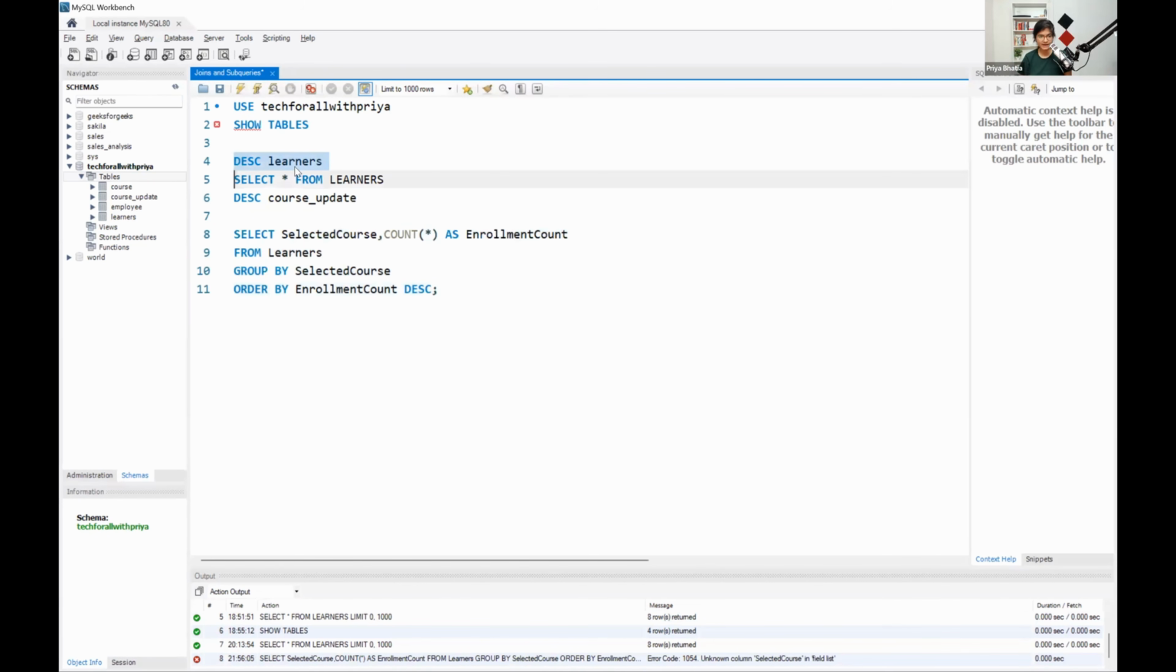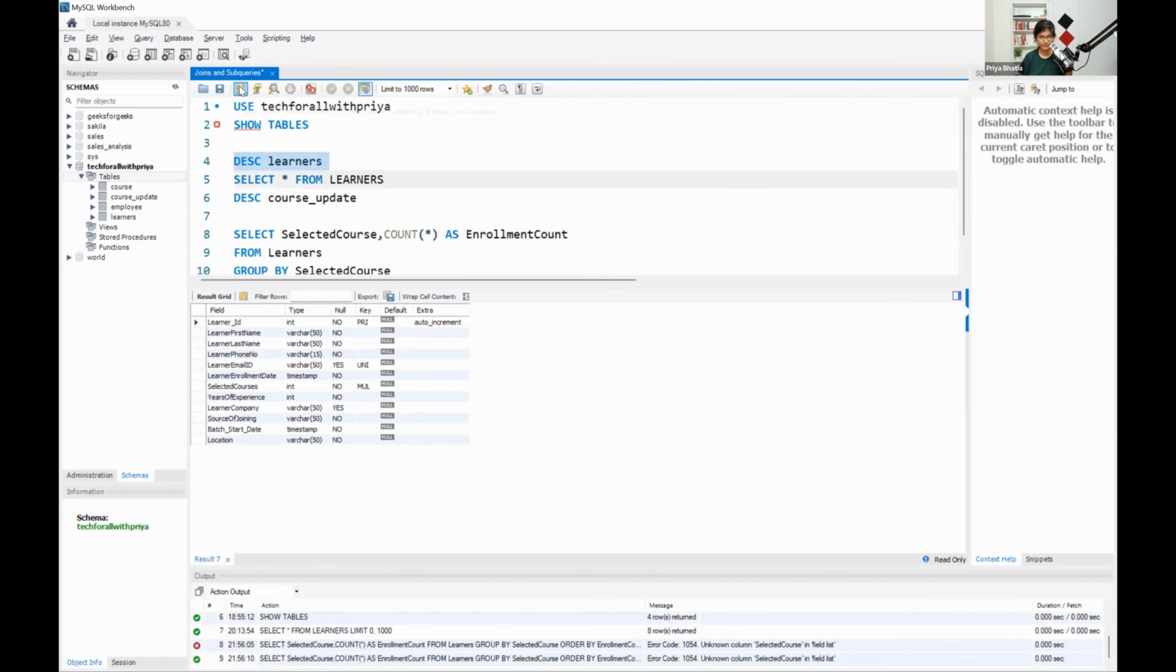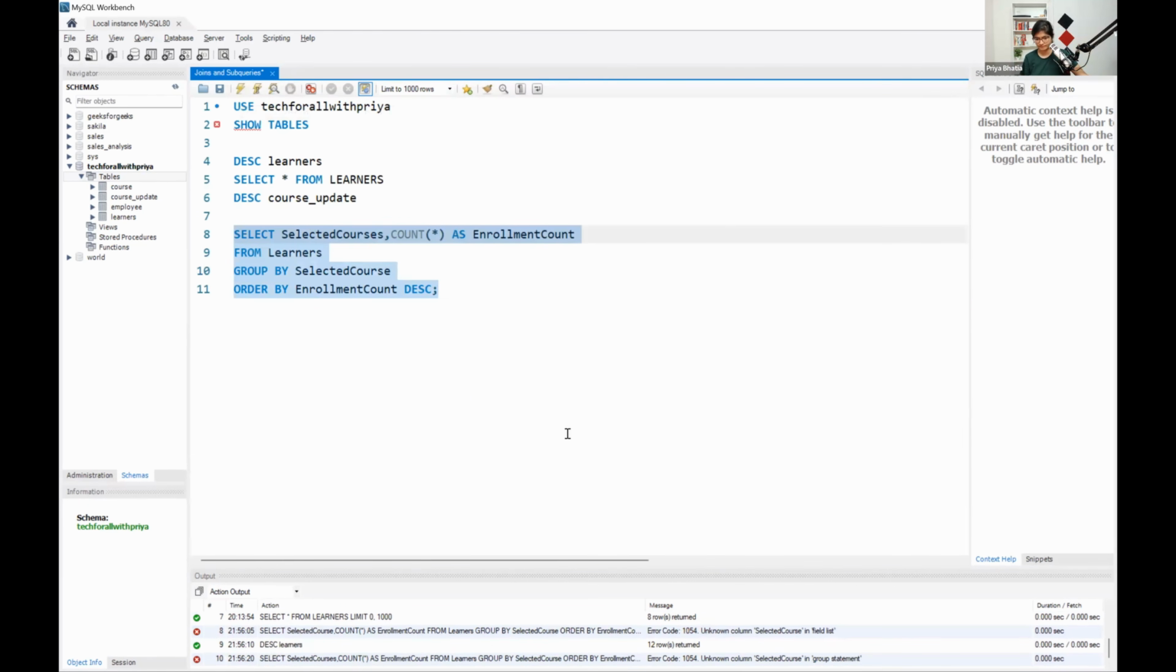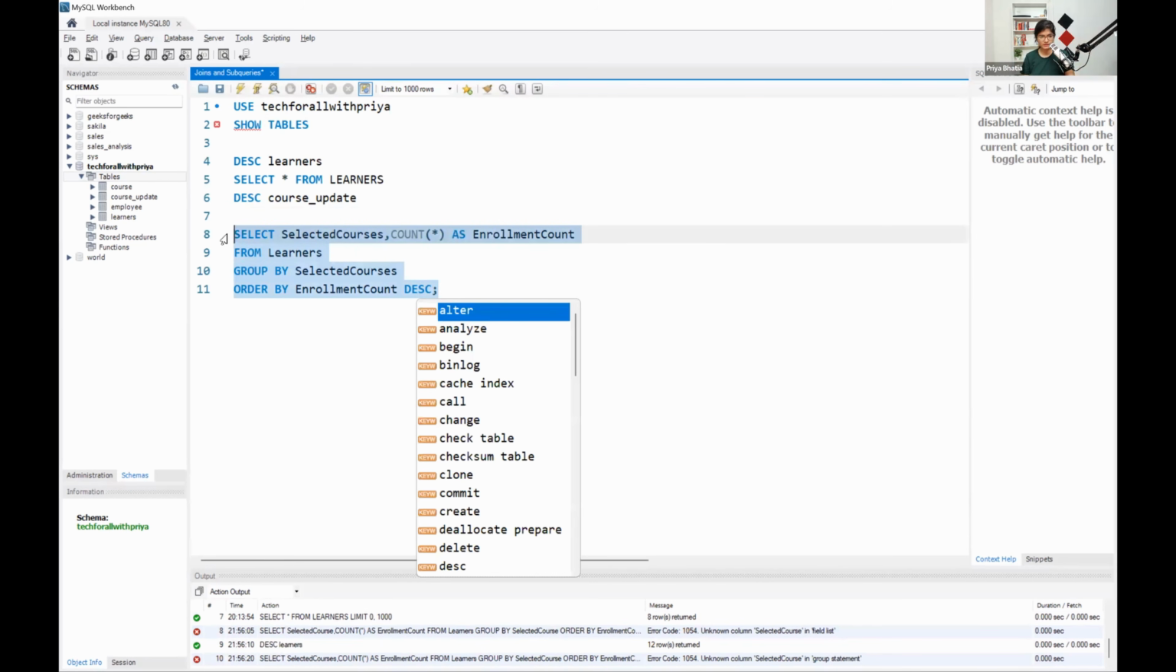So let me just check my field name. Selected courses is my field name. Let's run it again. Okay. Group by also selected courses.